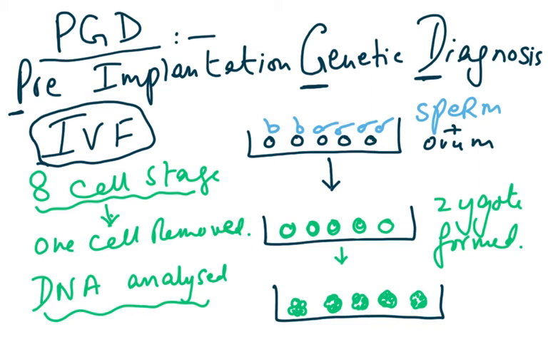Normally it happens in the oviduct naturally. The ovum is released from the ovary, the sperms reach the ovum in the oviduct and fertilization takes place. And then of course this embryo moves towards the uterus and implants. That's the natural way. But in this, we're doing this all in the lab, in a petri dish, in glass. We've got the zygotes, and the zygotes divide by mitosis, and then in the 8-cell stage we have removed one cell and we've analyzed the DNA.